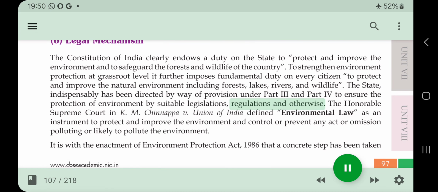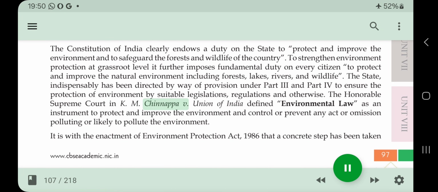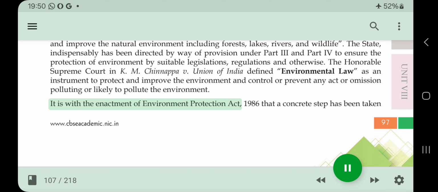legislations, regulations and otherwise. The Honorable Supreme Court in K. M. Chinnappa vs. Union of India defined environmental law as an instrument to protect and improve the environment and control or prevent any act or omission polluting or likely to pollute the environment. It is with the enactment of the Environment Protection Act, 1986 that a concrete step has been taken.